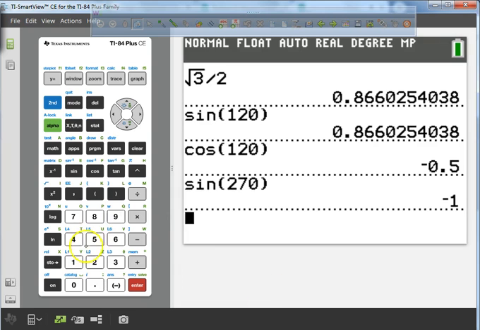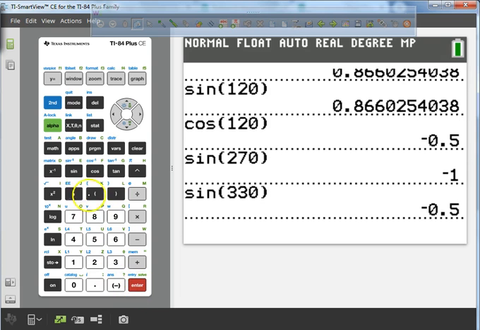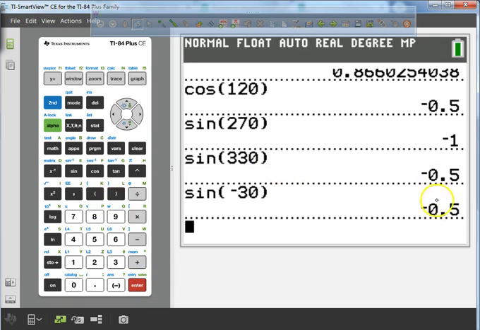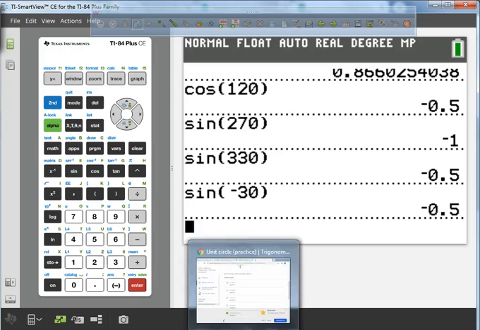Now, check this out. What if I said the sine of 330, which is this. What if I said the sine of negative 30? I wonder if it'll work. We'll see. Oh, look at that. See how they're equal? So if you go backwards, that's negative. You go forward, it's positive. Let's do one more.